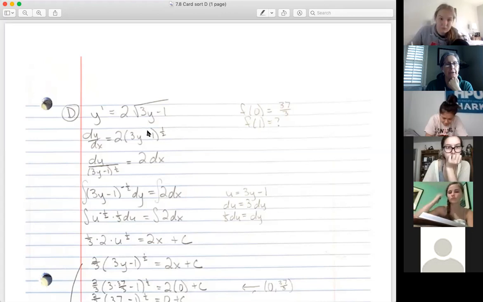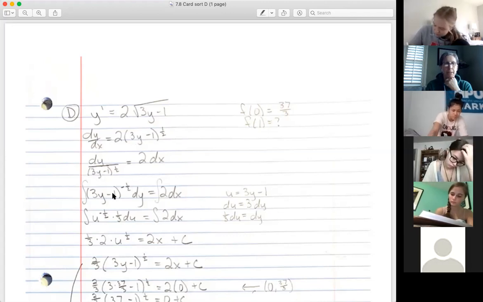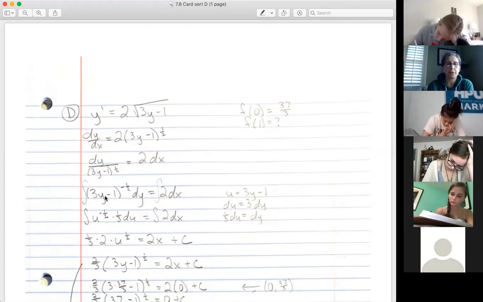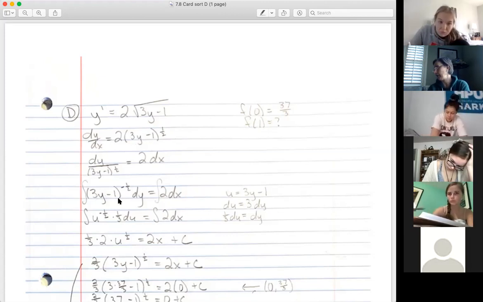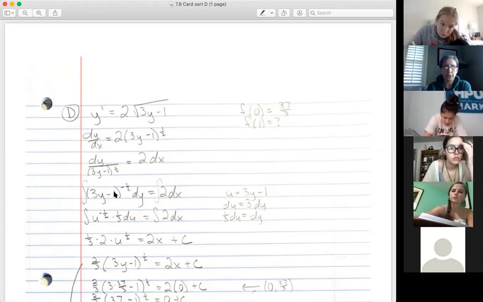I left the 2 there, and then I brought that whole 3y minus 1 to the 1/2 to the left side there by dividing it over here. And then I rewrote it because this 3y minus 1 to the 1/2 was in the denominator there. I rewrote it as a 3y minus 1 to the negative 1/2. And then when I went to integrate both sides, again, I could see that I had an inside function.